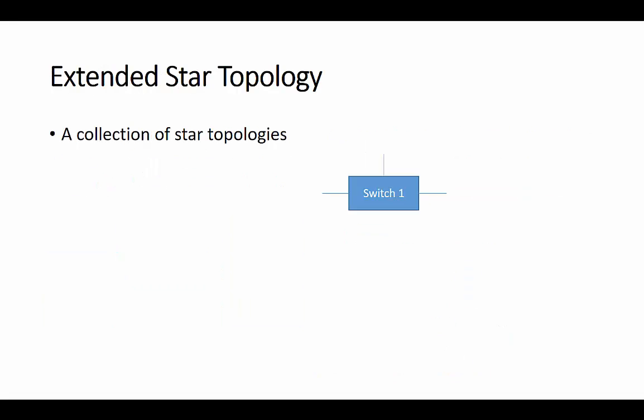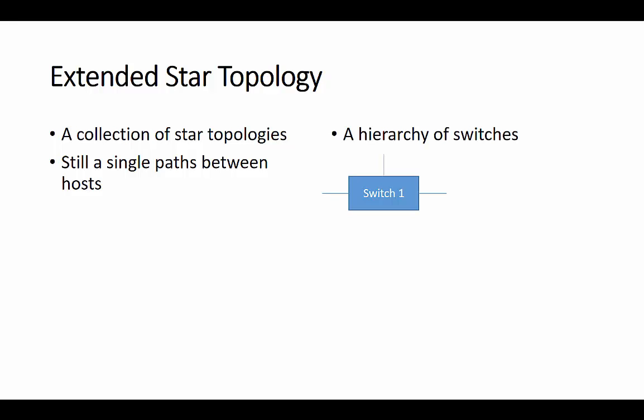An extended star topology is a collection of star topologies. It still provides a single path between hosts, but the only difference here is the extended star topology represents a hierarchy of switches, as you can see here. For example, switch 1 is now connected to switch 2, and then switch 3 is connected to switch 2.